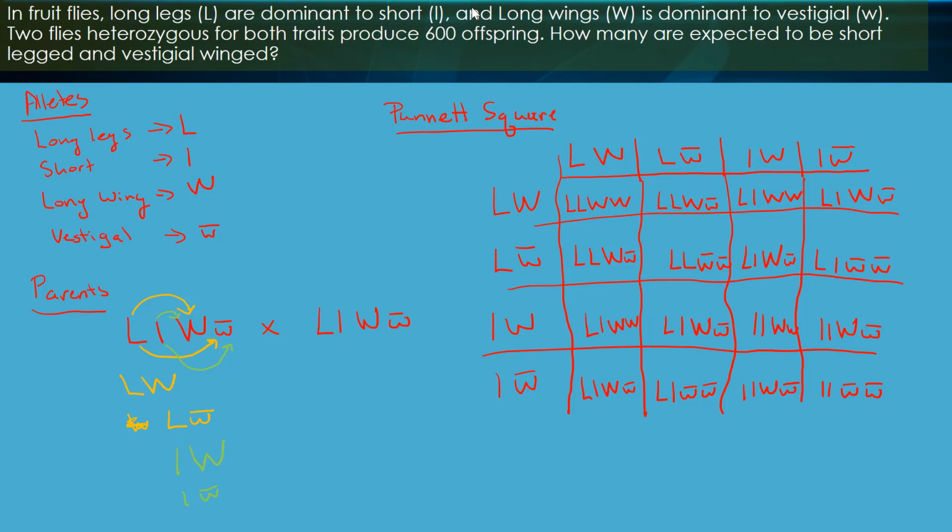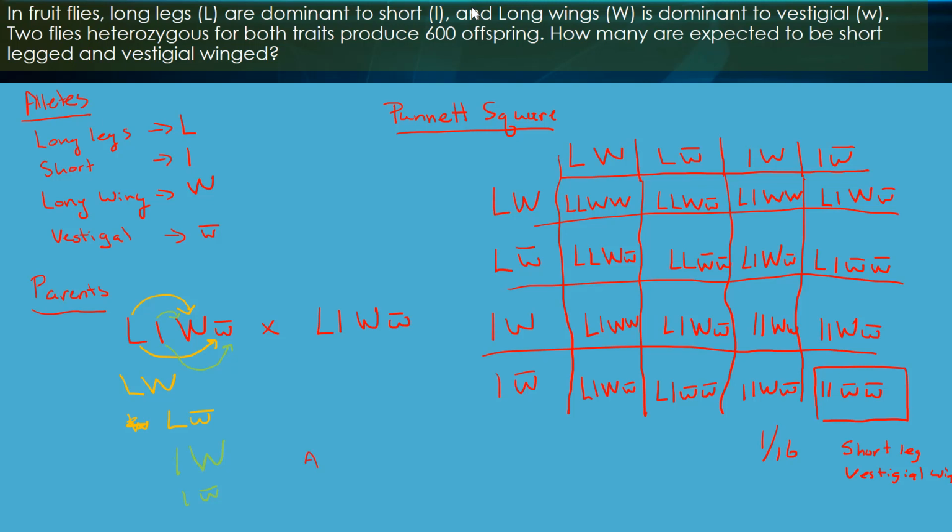Now, what does the question ask? How many are expected to be short-legged and vestigial? Well, there it is right there, the 1 in 16. Now, we actually have seen this before. Maybe you're realizing, did I really need to do all this? Because we did see this with pea plants, but it's still a good process to go through, and you should be very comfortable at this point in doing problems like this. So there is only 1 out of 16 that are going to have both recessive traits. That is both going to be short leg and vestigial wing.